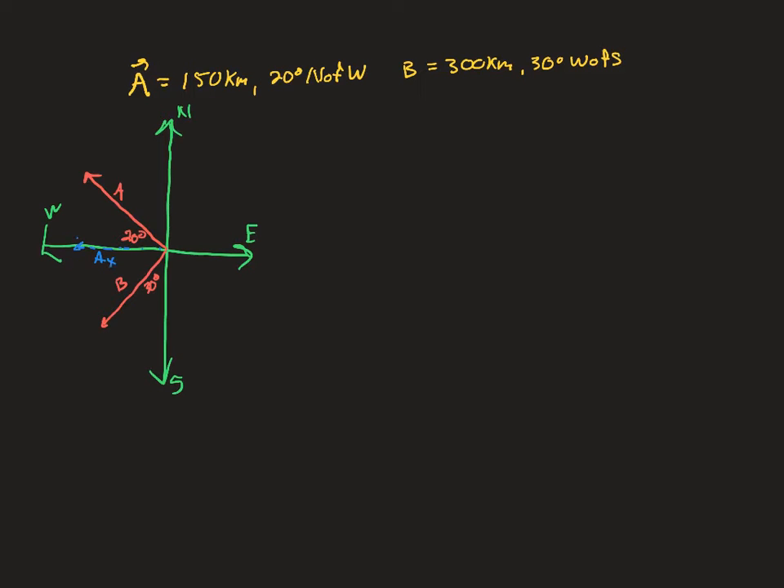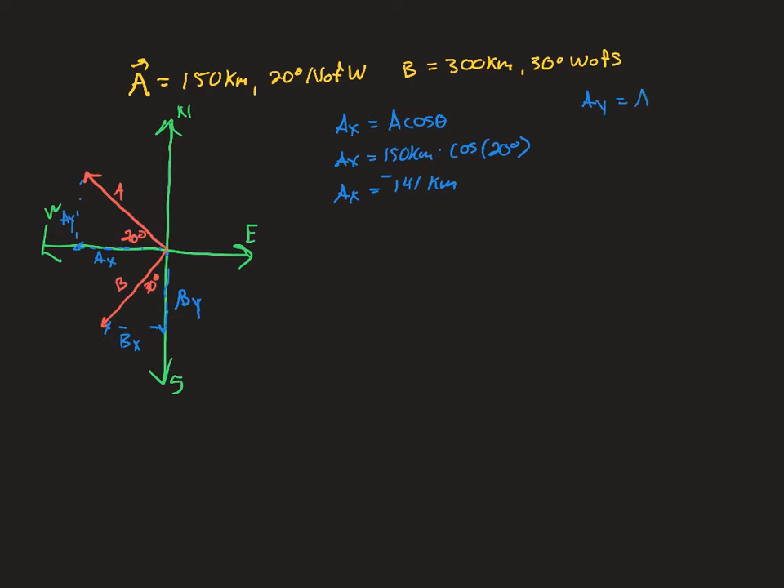So this is A of x, and this is A of y, and this is B of y, and this is B of x. So A of x is going to equal A times the cosine of theta, because the x component is adjacent to the angle provided, so I'm going to take 150 kilometers times the cosine of 20 degrees. And this is going to give me 141 kilometers. But because it's pointing in the negative x direction, you need to put a minus sign there.